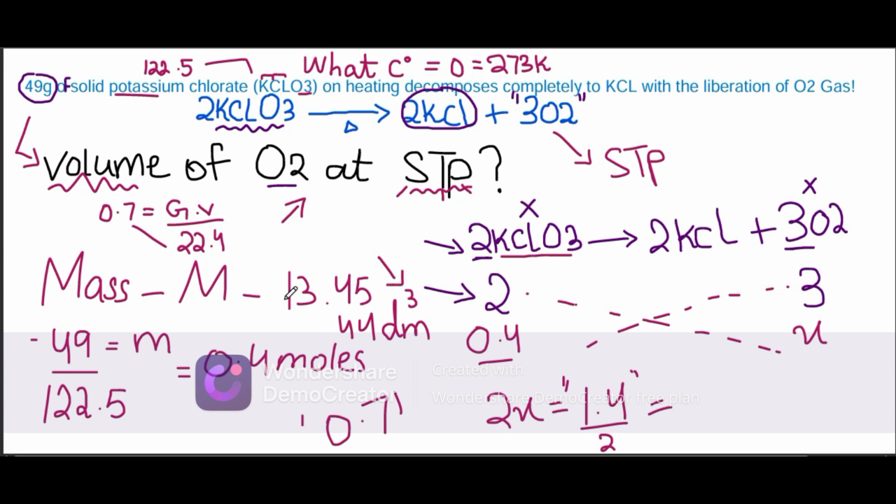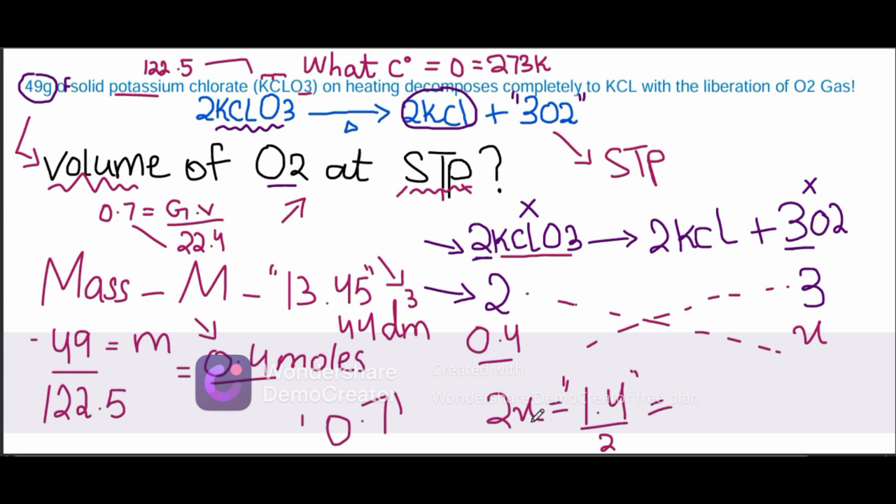So indirectly my answer for moles will be 0.4. Sorry, my answer for the moles of potassium chloride would be 0.4, and calculating with that, we got the answer as 13.45 dm cube. That is our answer. And up to the last point where we found our moles, I just had my 0.4 moles multiplied by 3, that gave me 1.2.